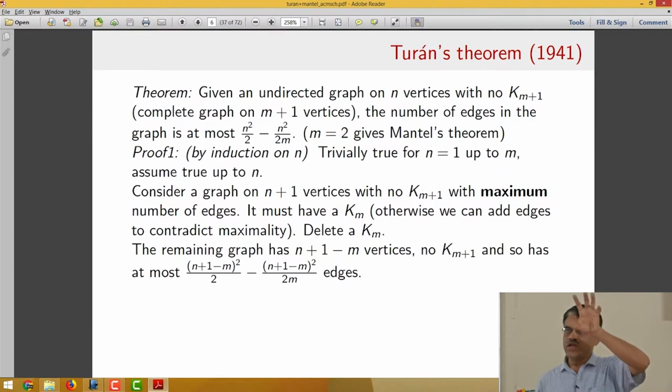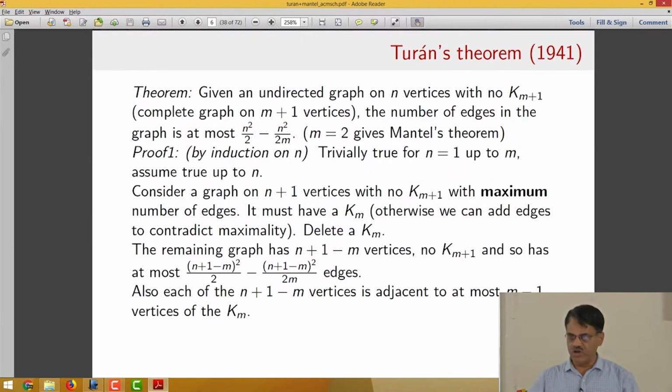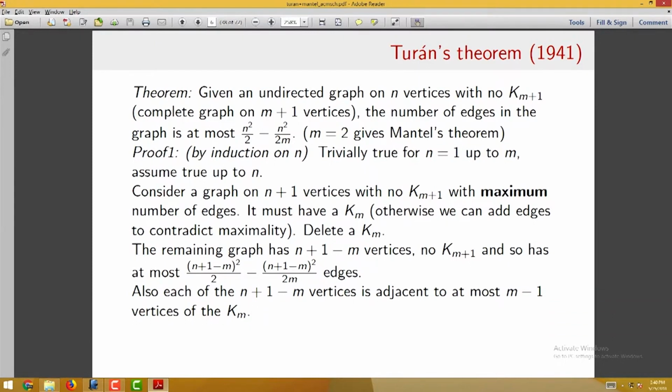Now, about the K_m, what can you say about the remaining graph? Each of the remaining n plus 1 minus m vertices is adjacent to at most m minus 1 vertices of the K_m. Because if any single vertex is adjacent to all of it, that will form a K_{m+1}. So any single vertex is adjacent to at most m minus 1 of the clique you have deleted. Now you do your calculations and things will fall in place.